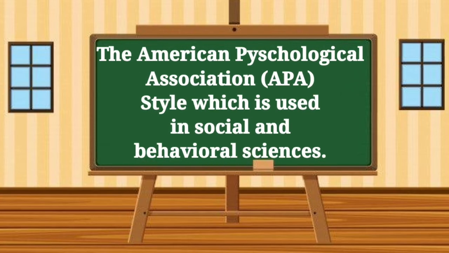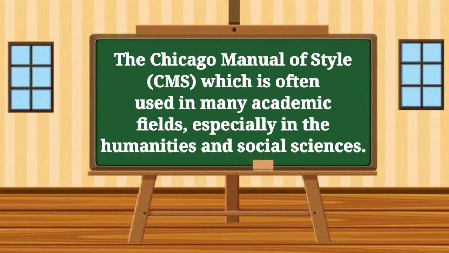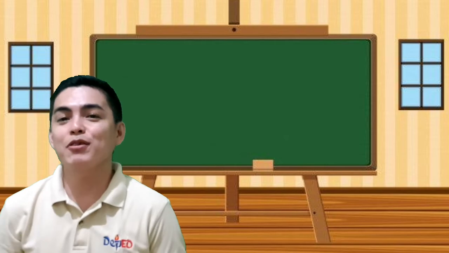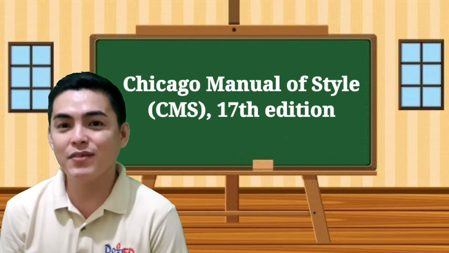Basically, there are various ways of citing sources. First, we have the APA or the American Psychological Association style, which is used in social and behavioral sciences. Second, we have the Modern Language Association or MLA style, which is used for writing literature and related subjects like theater or film. And lastly, we have the Chicago Manual of Style or CMS, which is often used in many academic fields, especially in the humanities and social sciences. Today, we will follow the bibliography annotation standards specified in the Chicago Manual of Style, 17th edition.